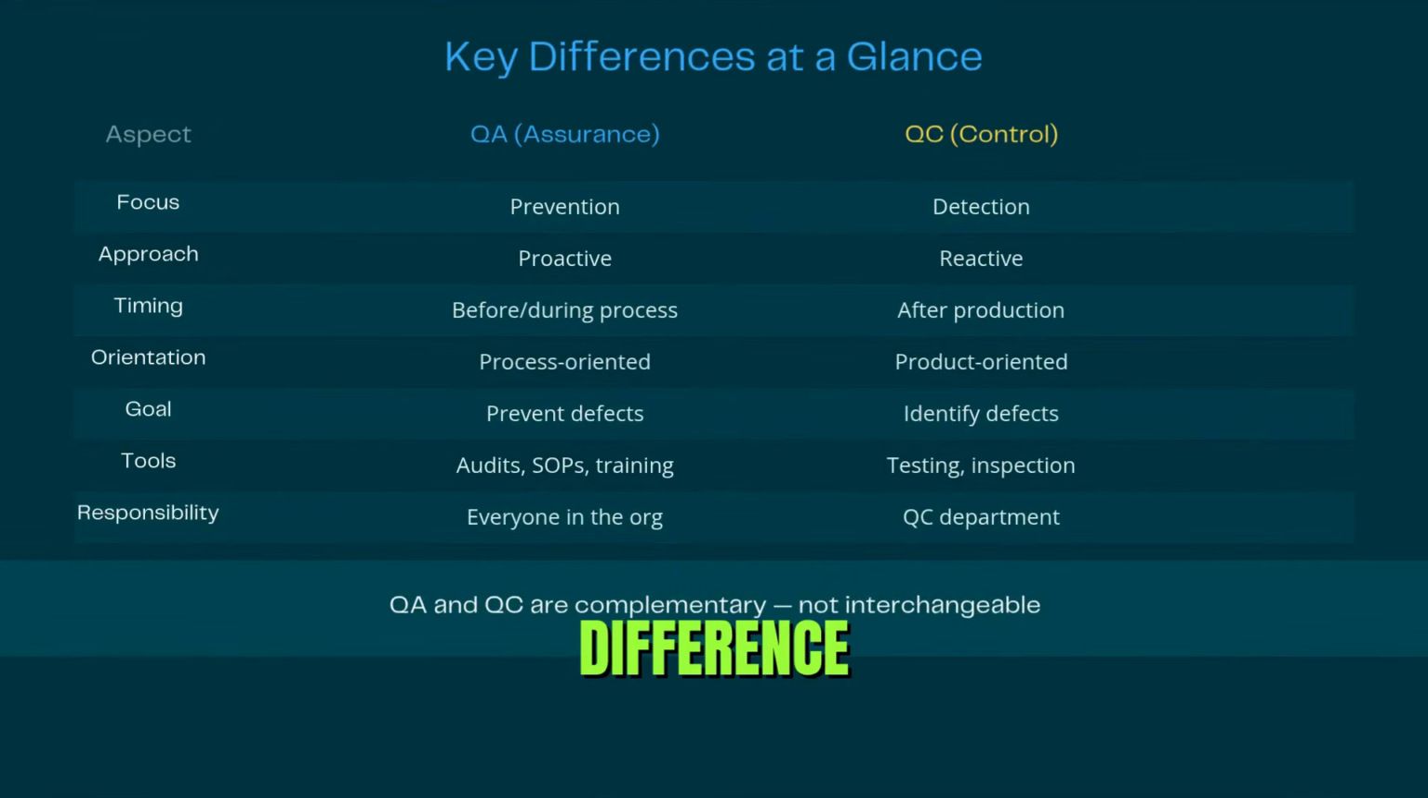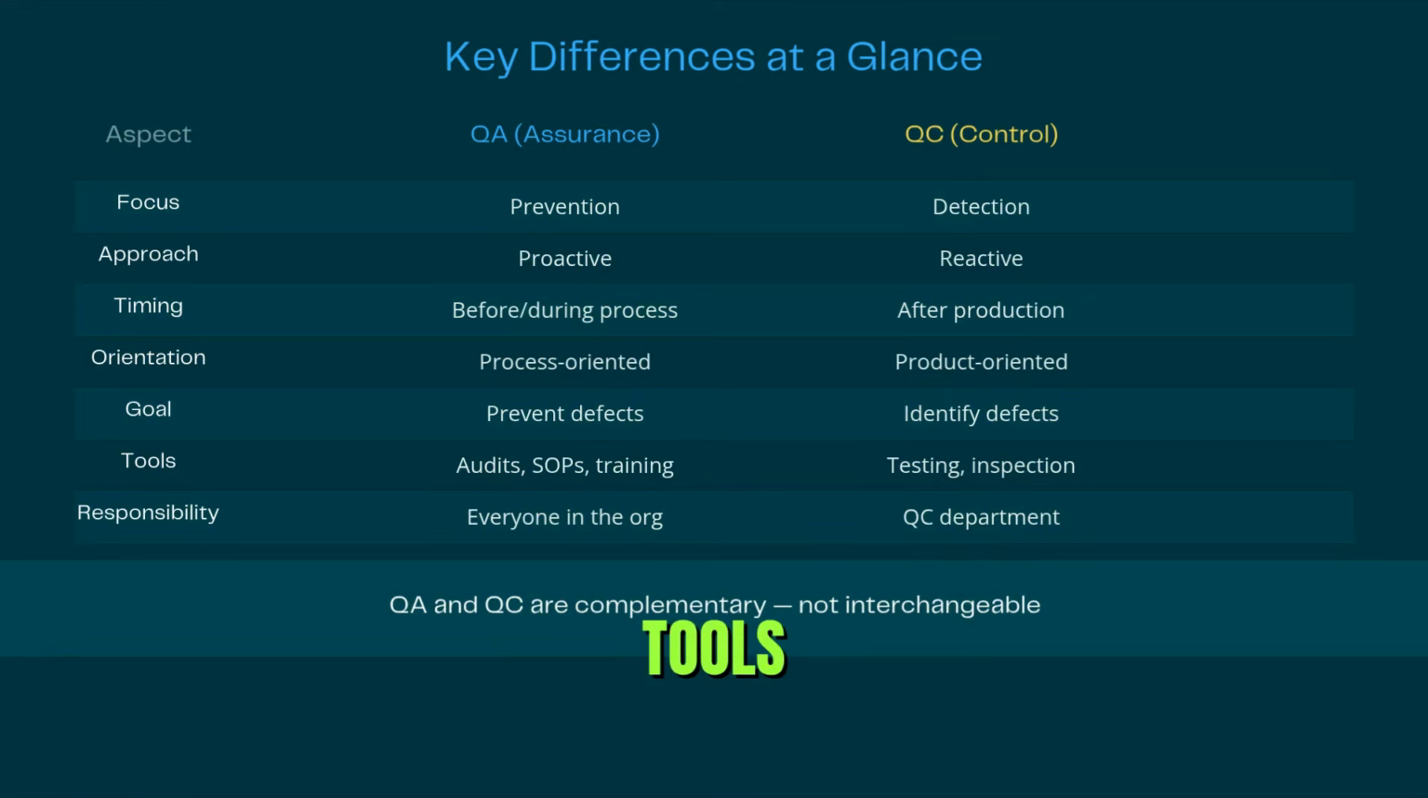Now, the key difference between quality assurance and quality control. So quality assurance is focused on prevention, while quality control is focused on detection. Quality assurance is a proactive approach, while quality control is a reactive approach. Quality assurance has timing before and during production, while quality control is after production. Quality assurance is process oriented, while QC is product oriented. QA prevents defects, while QC identifies defects.